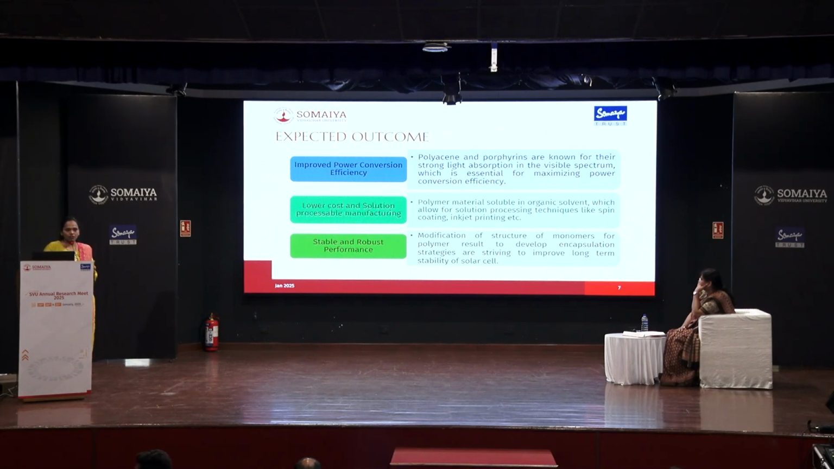With the help of Dr. Ananta Kulkarni and Aditi, we found theoretical values using time-dependent density functional theory. We found that the theoretical band gap for porphyrin is 2 electron volt, and for acene it is around 2.5 electron volt. So we are mixing these two, acene and porphyrin, to prepare a copolymer. Another expected outcome is lower cost and solution-processable manufacturing. As both are polymers, they dissolve in any organic solvent, so you can do spin coating and inkjet printing.